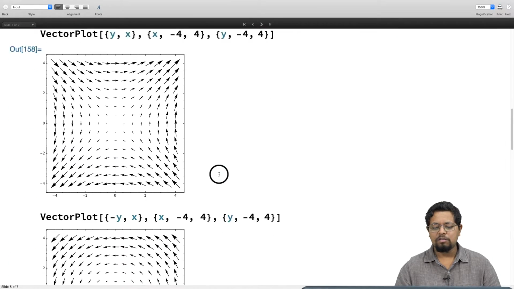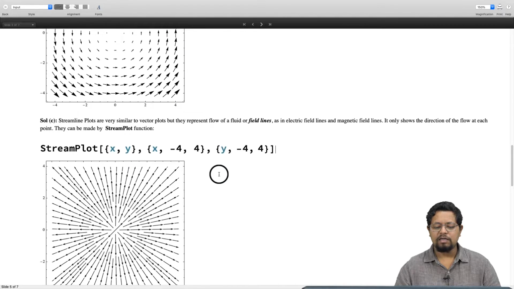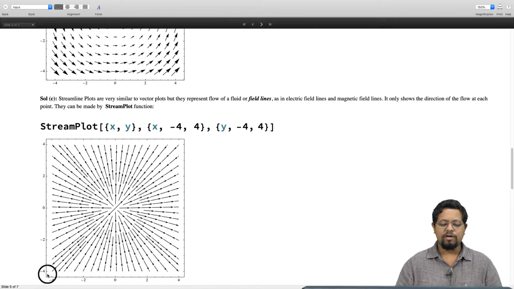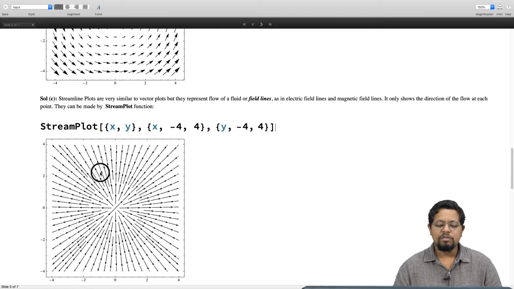But for the stream plot, the length of the vector is ignored and straight lines are drawn showing the direction of the flow. So stream plot does not care about the length of the vectors, it simply draws all vectors of equal length, showing you simply in which direction the flow is. So for fluid flow, electric field lines, magnetic field lines, a stream plot is a more useful way of demonstrating than a vector plot. In this case, you see there's some funny business happening in the center.